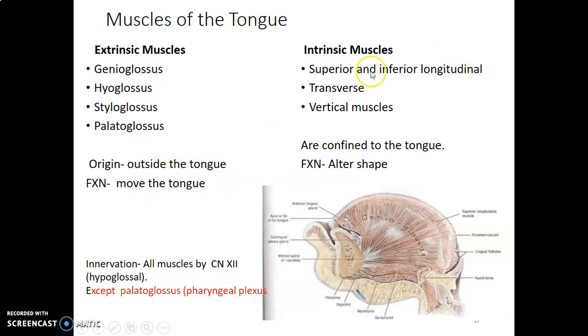the tongue. But we also have intrinsic muscles: superior and inferior longitudinal, transverse muscles, and vertical muscles. And these are within the tongue. They don't originate from outside. Their main function is to alter the shape.